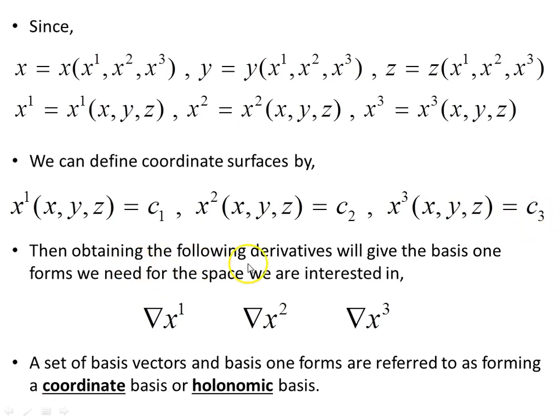And then obtaining the following derivatives will give us the basis one-forms we need for the space we're interested in. So ∇x1 or dx1, dx2, dx3. Now what's key here, and we'll have a look at a picture of these in just a moment, is that a set of basis vectors and basis one-forms are referred to as forming a coordinate basis or holonomic basis because they are derivatives of the coordinates. They are derivatives of the coordinates, but not necessarily of unit length.